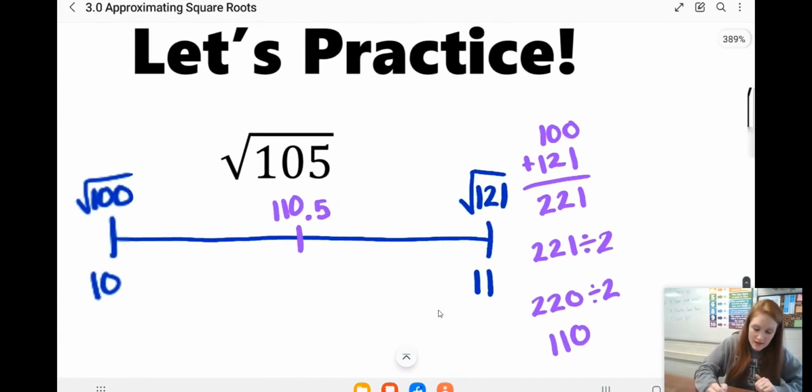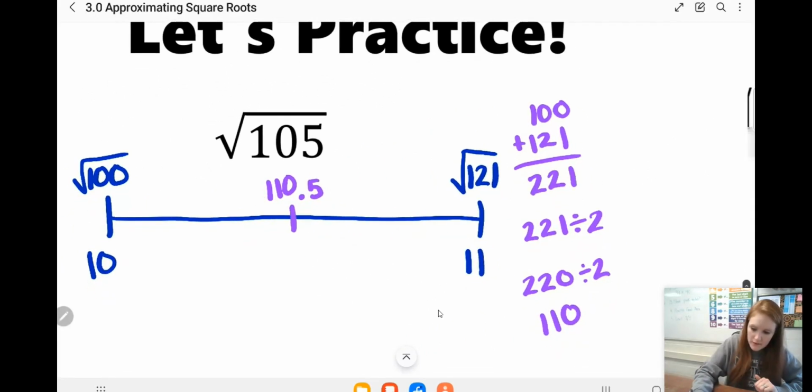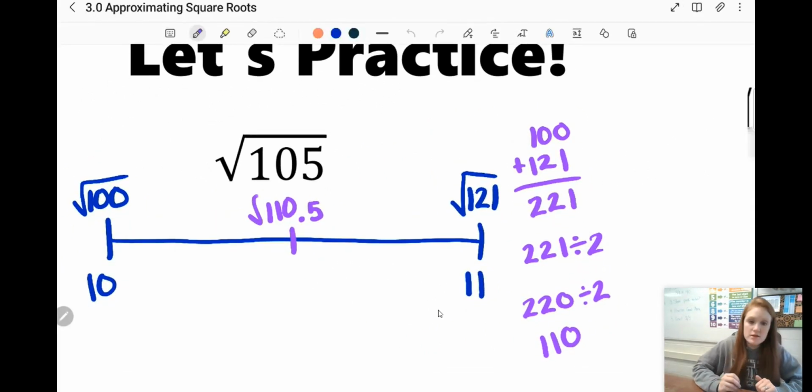And again, that is the square root here. Okay, so that square root is what's in the middle. These three numbers can help us place where 105 is. Okay, is 105 between 100 and 110.5, or is it between 110 and 121, excuse me? And we would find it about right here. Okay, that's where we would see 105 is between 100 and 110.